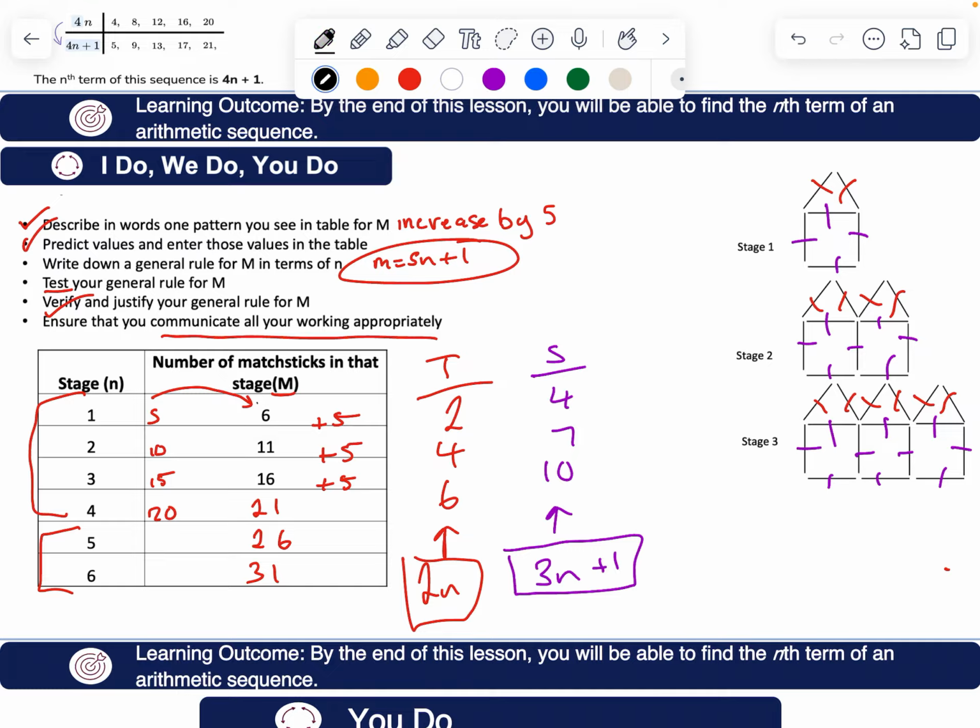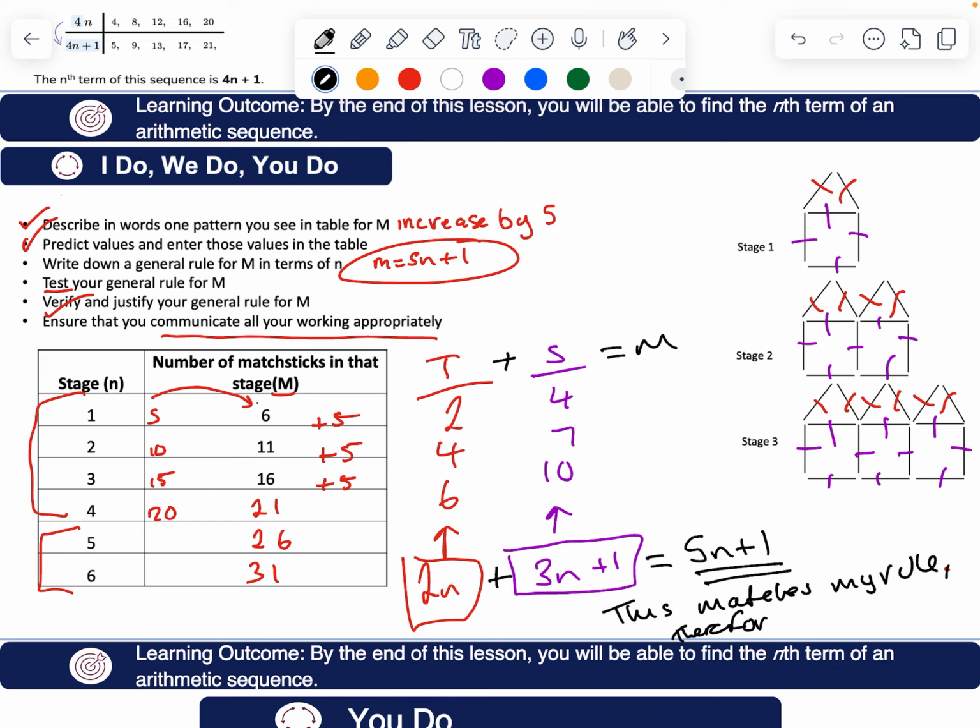So if I'm going to justify my rule, I know the whole actual pattern is I would add these together and it should get me M. So if I add the 2 sequences at the bottom together, it gives me 5n plus 1. Okay, so that means this matches my rule, therefore it is justified. And that's what we are going to have a little practice of today, okay, justifying.